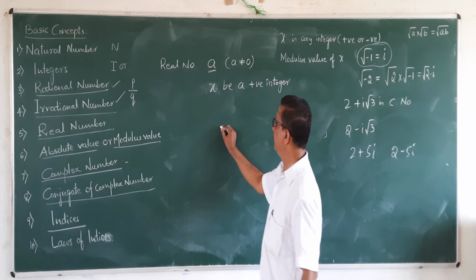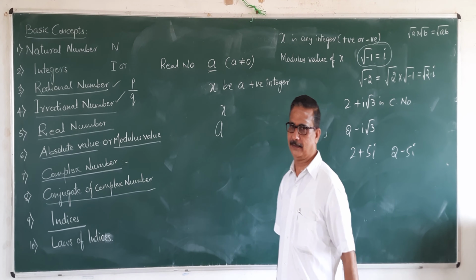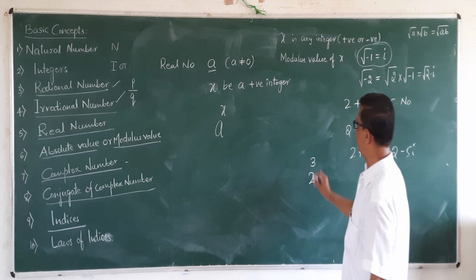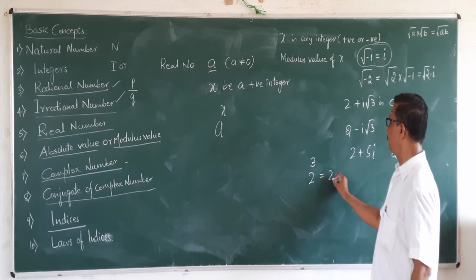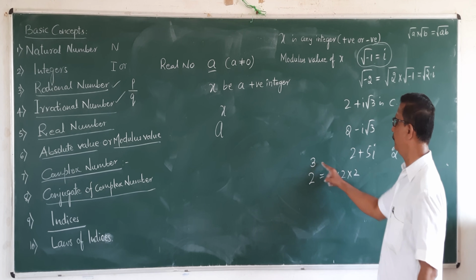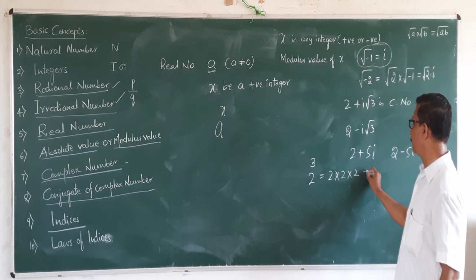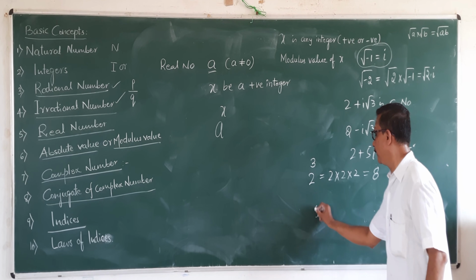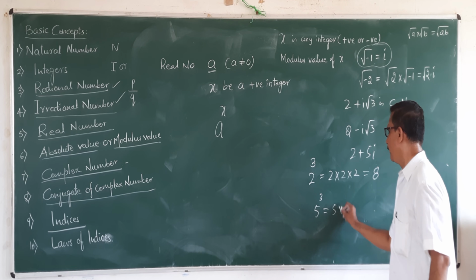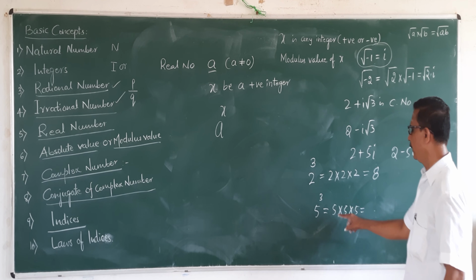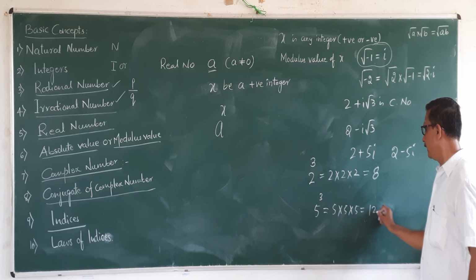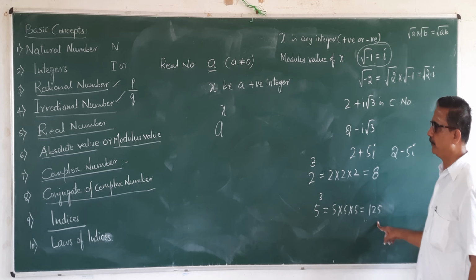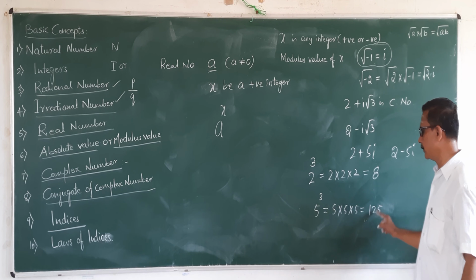Okay, then a to the power of x. Now, 2 to the power of 3, how do you write this? 2 to the power of 3 means how many times must we multiply 2? 3 times. 2 into 2 into 2, that is 8. So 2 to the power of 3 is 8. Similarly, what is 5 to the power of 3? 5 into 5 into 5. 5 5s are 25, 25 5s are 125. So the value of 5 power 3 is 125.